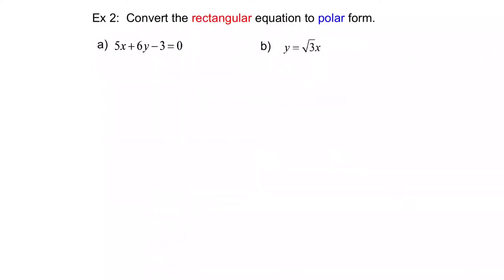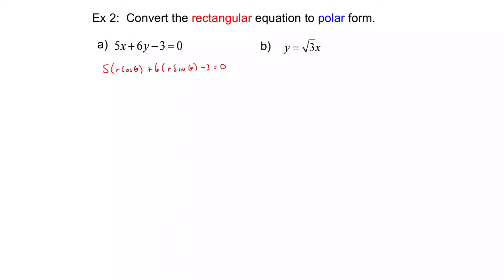Example 2, let's take a look at a couple more here. Convert from rectangular equation to polar form. So on 2a, we've got 5x plus 6y minus 3 is equal to 0. So we will take the x value and convert it to polar form. So that would be r cosine of theta. And then the y value would be r sine of theta. Minus 3 is equal to 0.